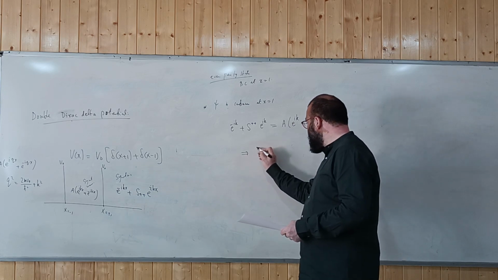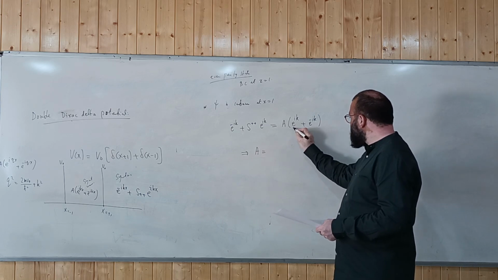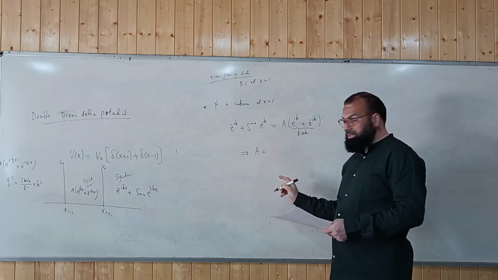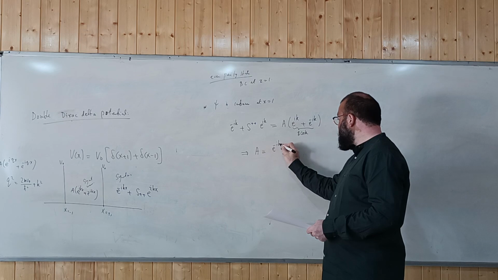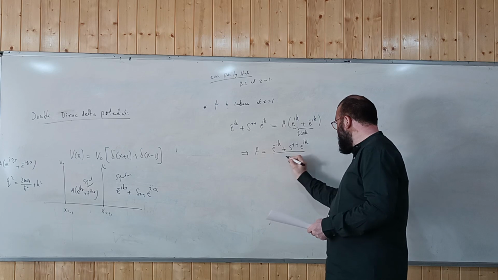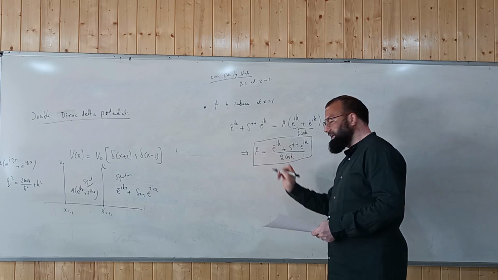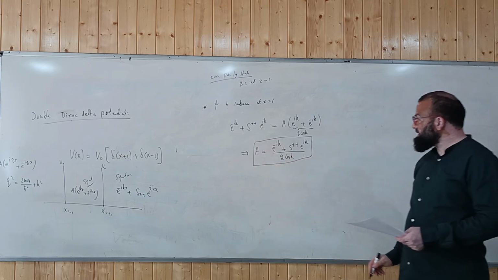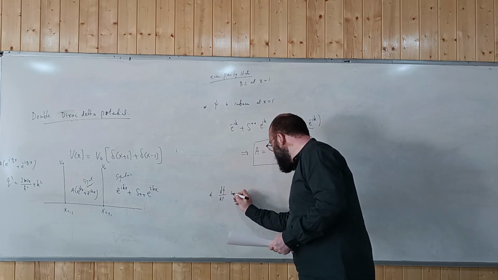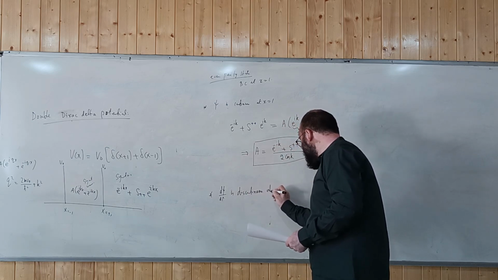So what does it yield? It yields A, and this object is actually twice cosine of k. So A is equal to e^(-ik) plus S plus plus e^(ik), divided by twice cosine of k. This simply gives you the normalization constant A. Now what is the second condition? d psi by dx is discontinuous at x equal to 1.